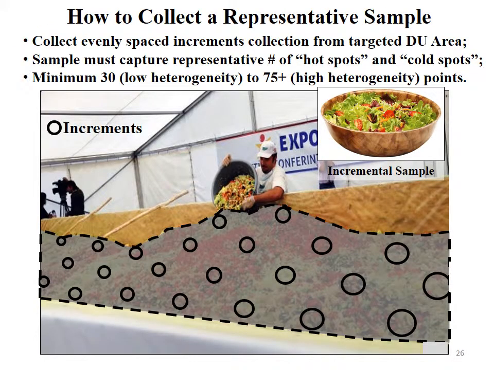Here's how we're going to collect a representative sample. We're not just going to go to a single point and grab a handful of sample. The sample is collected by grabbing small increments of salad over multiple points across our targeted decision unit. So again, you have to collect enough points to capture a representative number of hot spots and cold spots within the salad. If this was soil, we'd collect increments from at least 30 points if we assume it's low heterogeneity, or up to 75 or more points if we assume there's high heterogeneity, say tomato distribution within the salad.